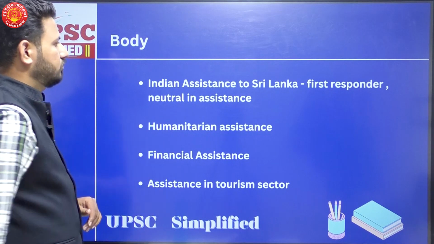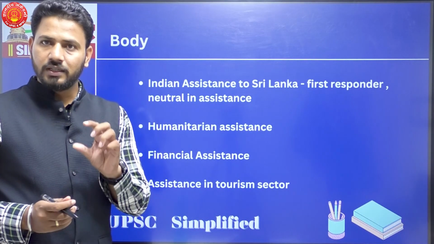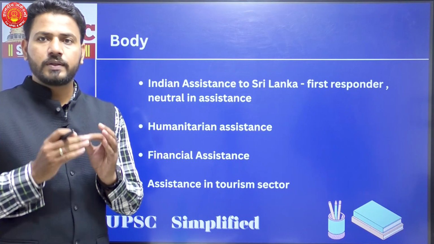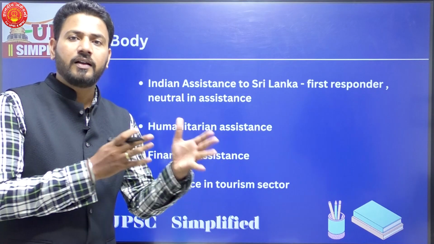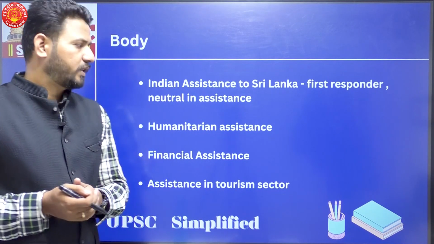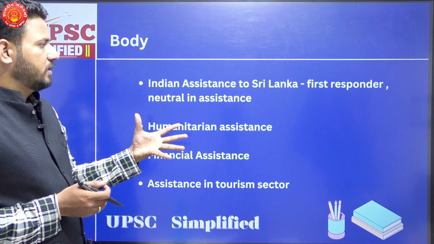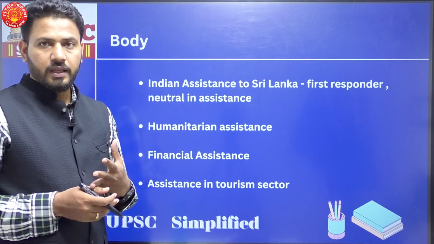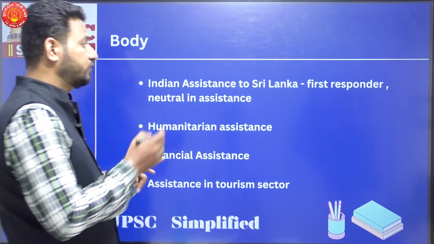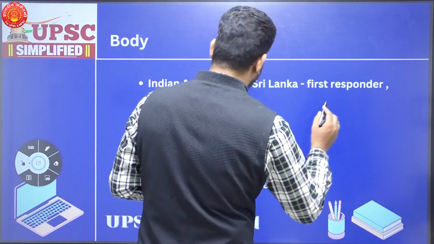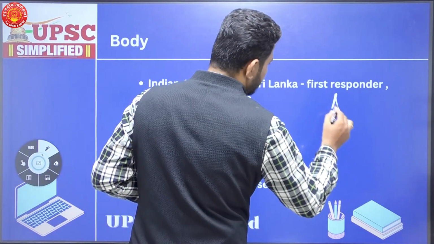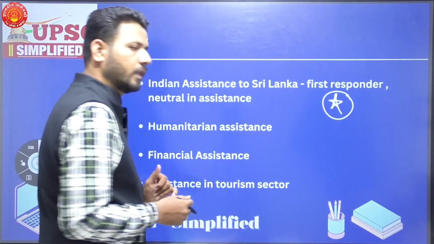What can you write in the body of the answer? Now here, because the word limit is only 150 words, you should focus on in what way India has helped Sri Lanka. So there are four prominent points that we'll be discussing. When it was about the crisis in Sri Lanka, India was the first responder. Now this also is an important change, right? India was the first responder in the neighborhood.